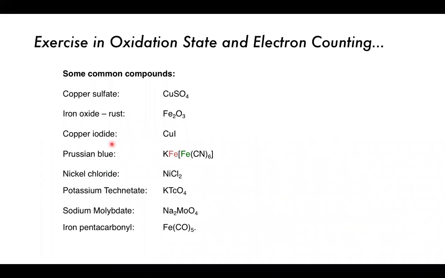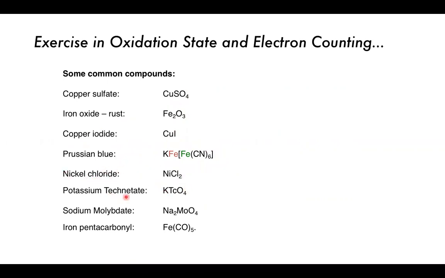Some common compounds, so copper sulfate, of course, which I just mentioned. This is a very nice blue color. Iron oxide, this orangey color, which is quite famous. We know that iron oxide, especially hydrated iron oxide, is quite a bane in construction and anything that involves metal, and well, steel and whatnot. So copper iodide, and here Prussian blue is a dye.